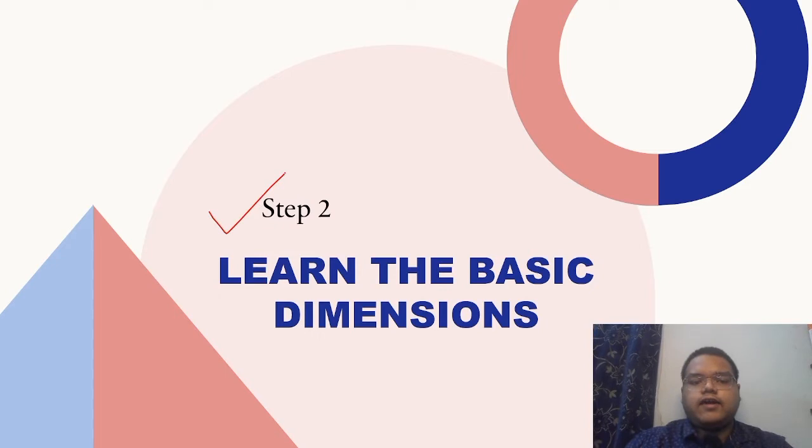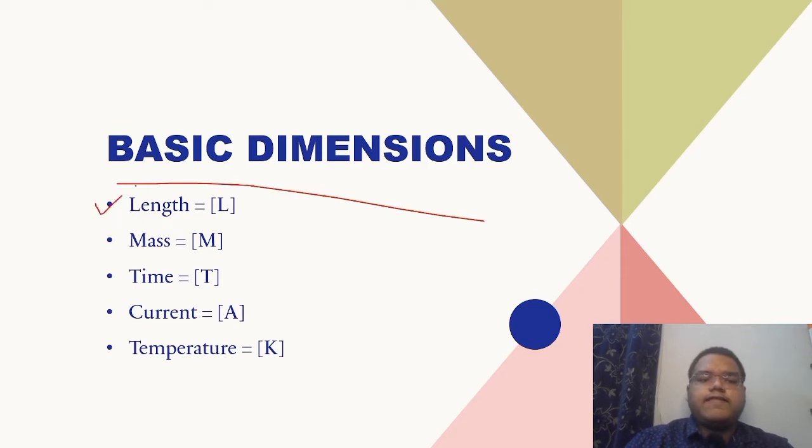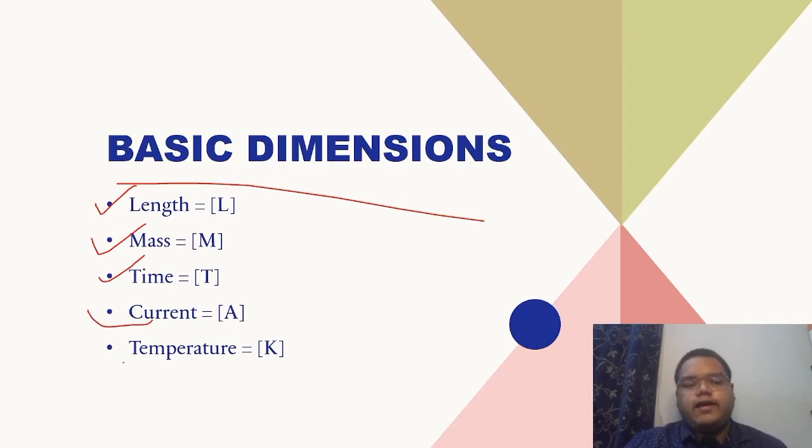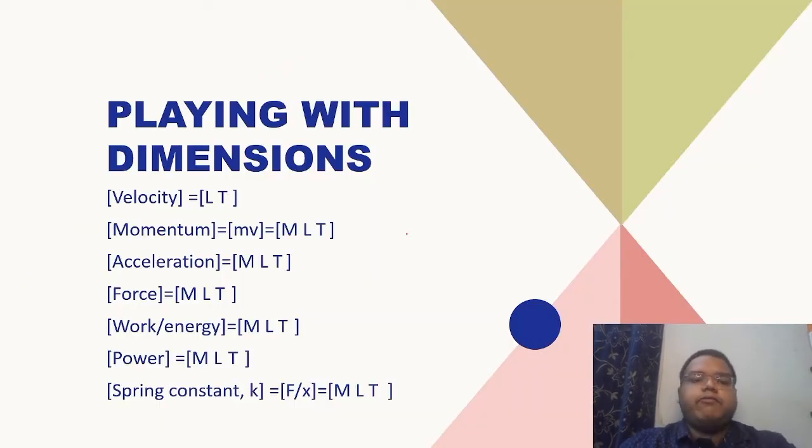So let's start. Step 2. Learn the basic dimensions, that is, the dimensions of SI units. Length is capital L, mass is capital M, time is capital T, current is capital A, and temperature is capital K. Step 3. Start playing with these dimensions.